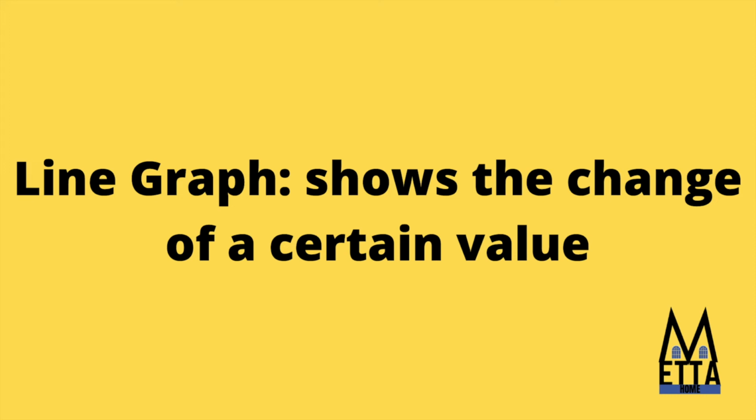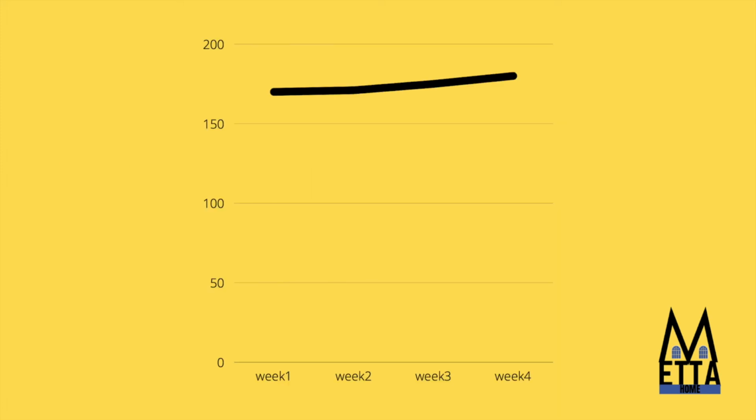Since we want to see the change of Andrew's height over the course of 4 weeks, we have to use a line graph. So, here's a table of Andrew's height change for the last 4 weeks. This time, instead of names, we will write the week numbers at the bottom, and above each week, instead of drawing bars, we will plot points at the corresponding value. Now, we just have to connect the dots.